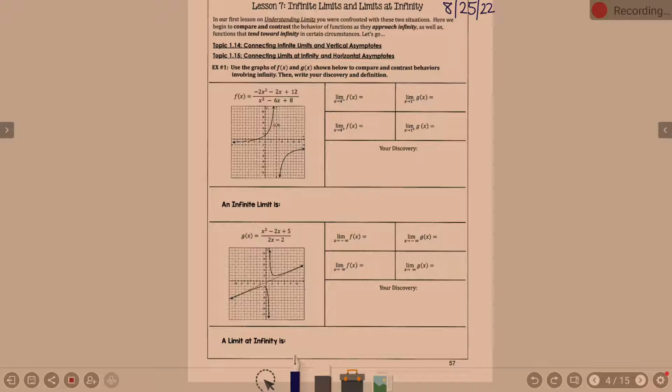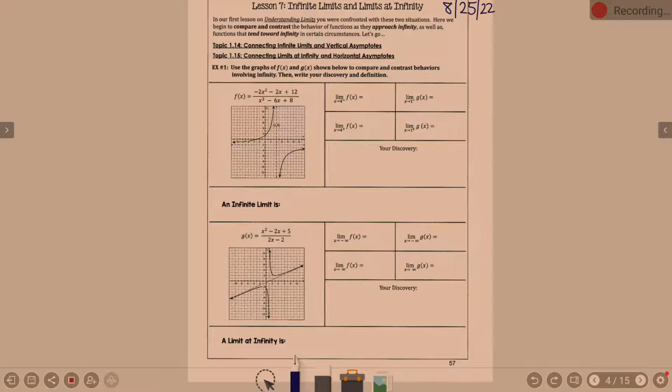So in our first lesson on understanding limits, you were confronted with these two situations. We begin to compare and contrast, and that's talking about infinite limits and limits at infinity, which you've worked with a little bit. We're going to work with them more now. So we're going to compare and contrast behavior of functions as they approach infinity, as well as functions that tend towards infinity in certain circumstances.